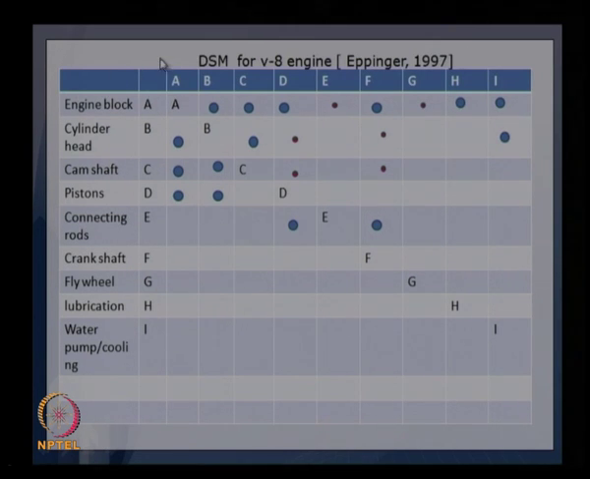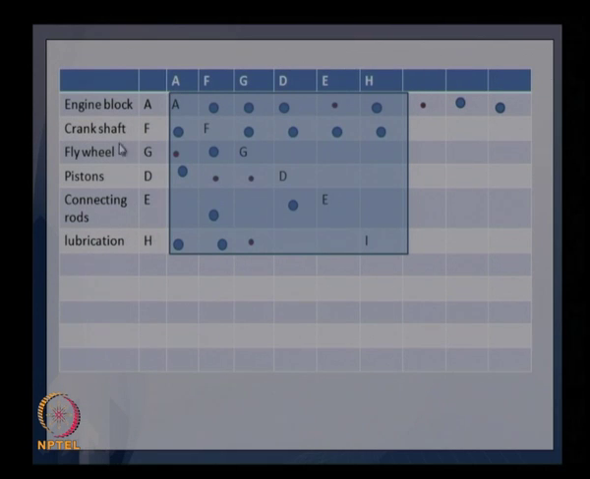So, that is the idea of using DSM. We look at these and then try to have blocks along the diagonals. Wherever the interactions are more, we will put them together and make it a block, and that is done in the next one. You can see here this engine block, crankshaft, flywheel, piston, connecting rod and lubrication have a lot of interaction between them, and that is why this has been made as a single block.